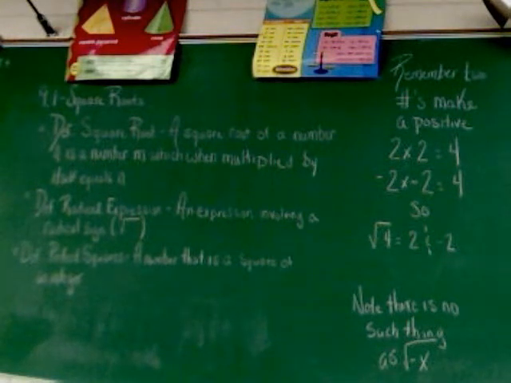Radical expression. A radical expression is an expression involving a radical sign, or what most of you would probably call the square root sign. That's the one that kind of looks like the long division sign, but it's got a check mark on the side, basically. An expression involving a radical sign. And perfect squares: a number that is a square of an integer.